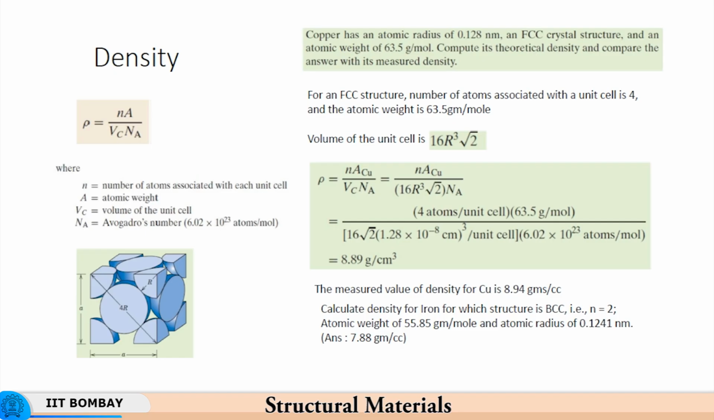So, I would leave it to you as an exercise to do the same thing for iron, which is body centered cubic, that is N equal to 2. The atomic weight is 55.85 gram per mole. So, instead of 63.5, it will be 55.85. Instead of 4 atoms per unit cell, it will be 2 atoms per unit cell, and then this volume will be different. Avogadro number is the same, of course, and so at the end of the day you will get the answer of about 7.88 gram per cc as the computed density of iron.